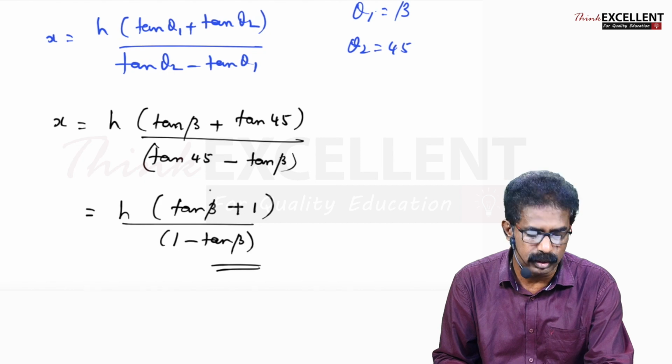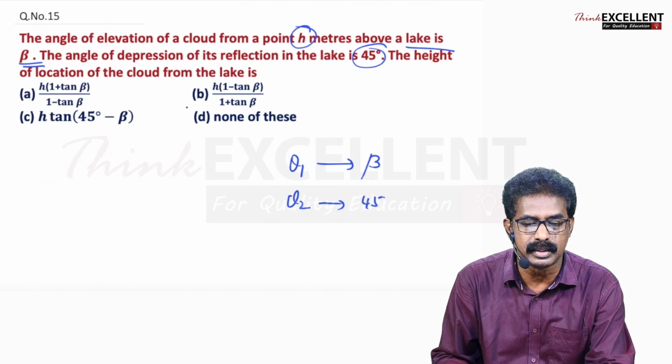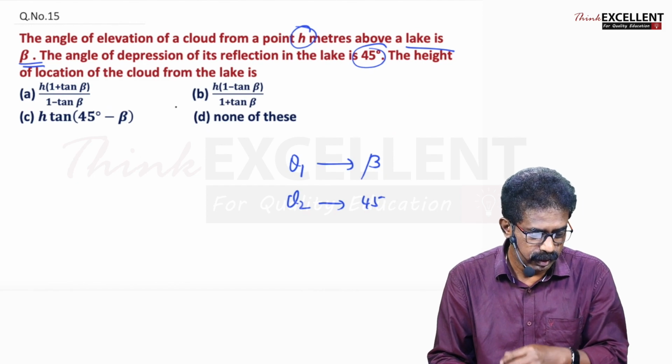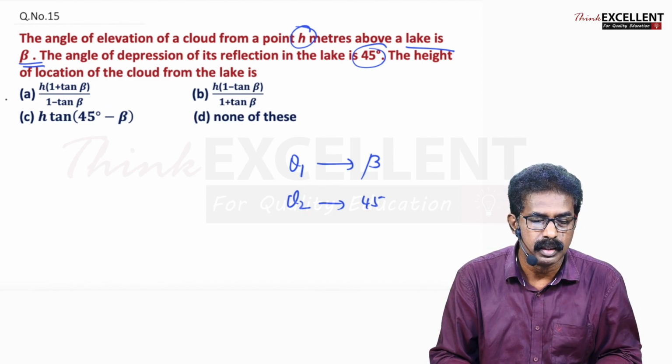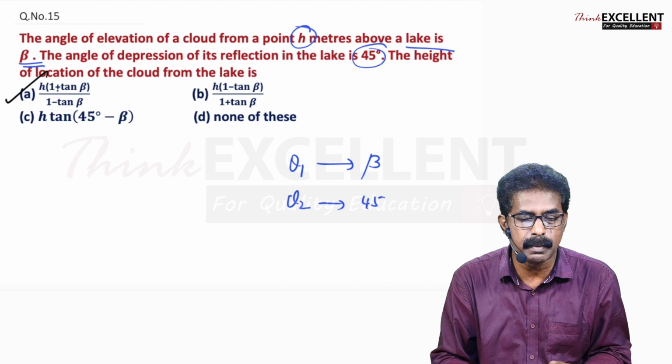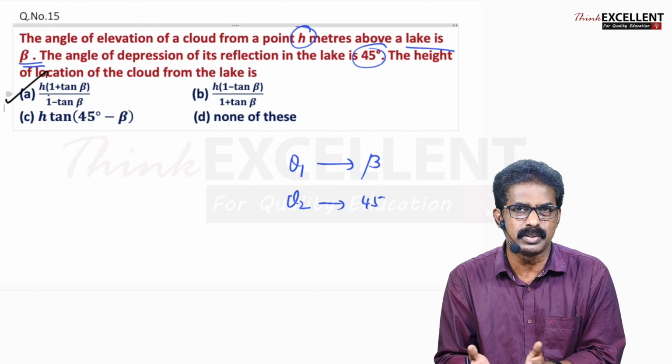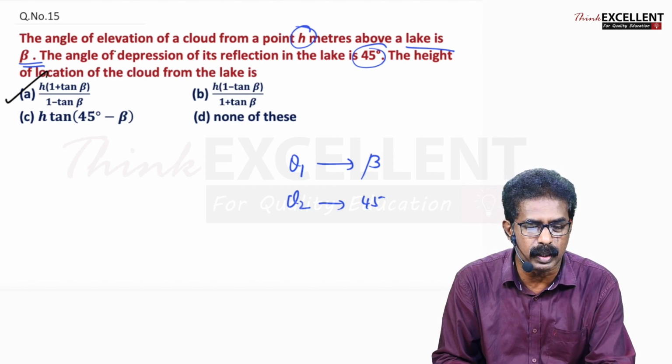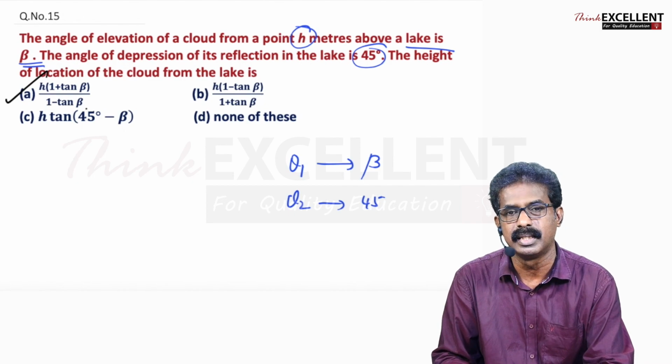So h into tan beta plus 1, divided by what? 1 minus tan beta. Tan beta plus 1 or 1 plus tan beta, plus only, you know, so no change. h into 1 plus tan beta by 1 minus tan beta.